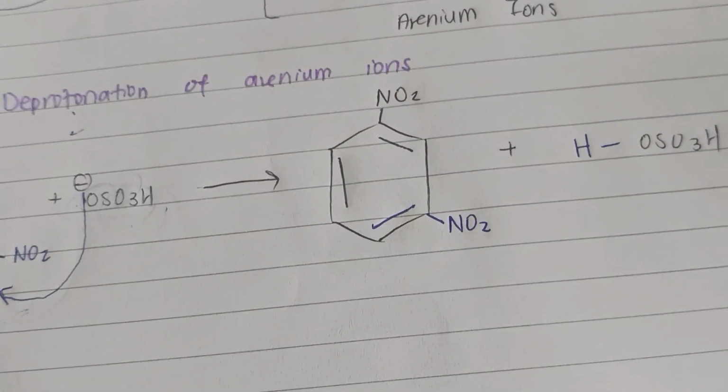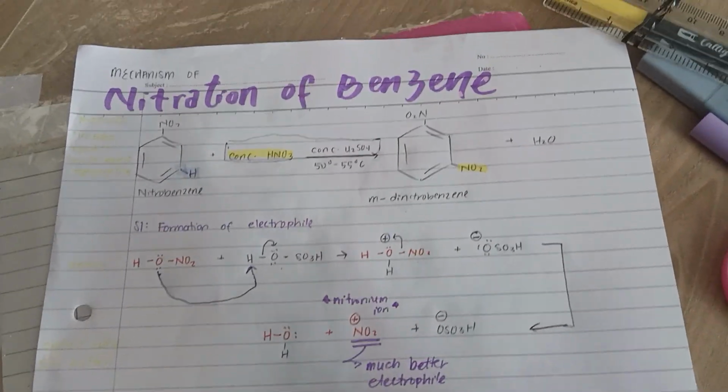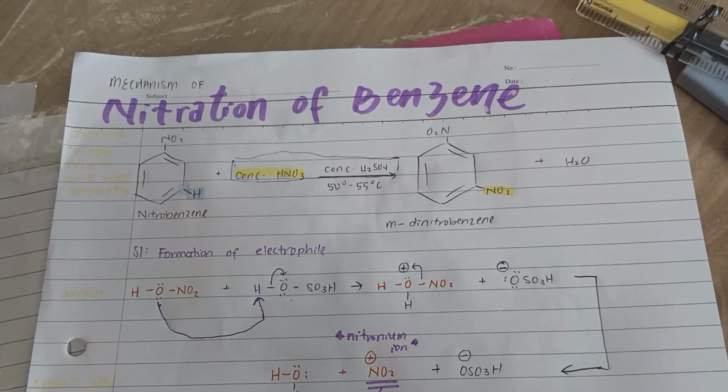Meta-dinitrobenzene is formed. So the mechanism of nitration of benzene is complete.